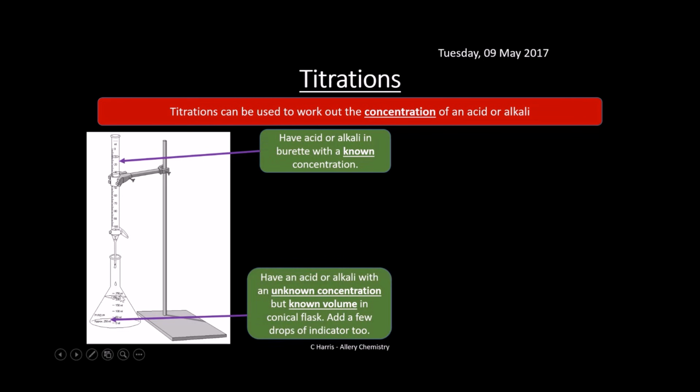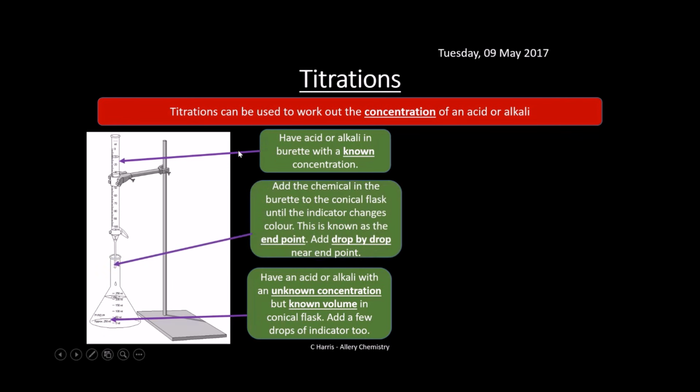We have an acid or an alkali. Again, it depends which, it doesn't really matter which order you put it in. But we have an unknown concentration in here, but we have a known volume because we know how much we're going to put in here in the conical flask. And we're going to add a few drops of indicator into here as well. And we'll look at the indicators in a minute.